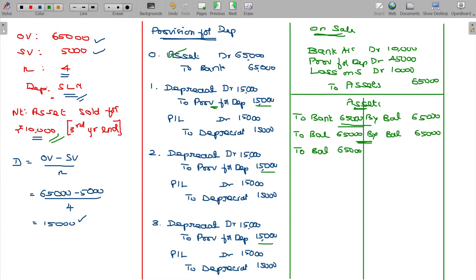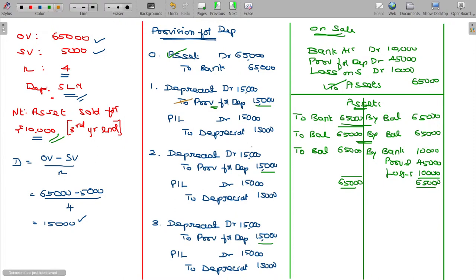Adu varaikum asset la adjust pannala. Last year la assets la by bank, by provision for depreciation, loss on sale. We get 10,000 rupees, provision for the asset created up to now in totality 45, loss on sale being 10,000. So the account is fully closed. Balance sheet and the asset account remains as it is without any disturbance. On sale, it will be totally removed out of the balance sheet.